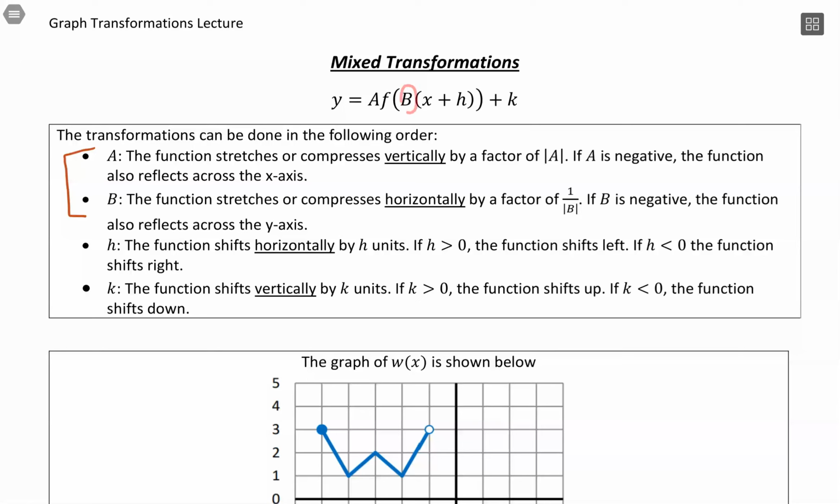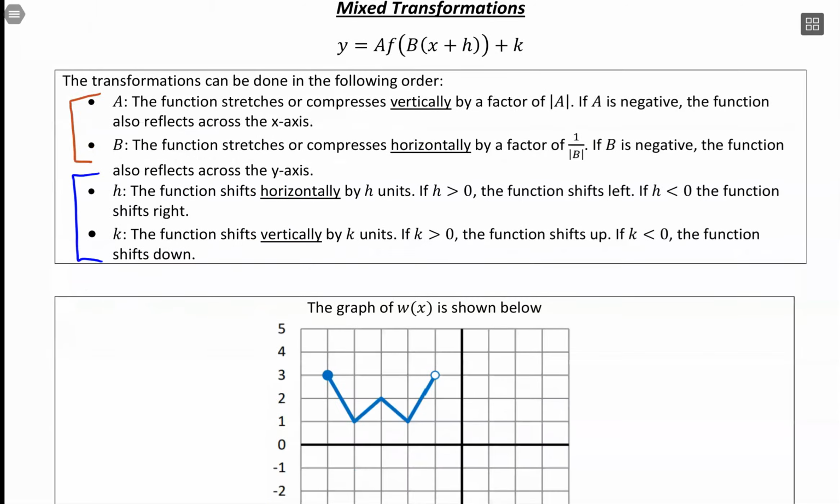And then we'll look at B, which will be the horizontal stretch or compression. And then if B is negative, then we'll have that reflection across the y-axis. And then after we do those 2 pieces, we'll move on to shifting. So we'll move horizontally, and then we'll move vertically. It doesn't really matter which one you do first there either. Really the important piece is stretch, compression first, and reflections, and then saving the shifting left, right, up, down to the end.